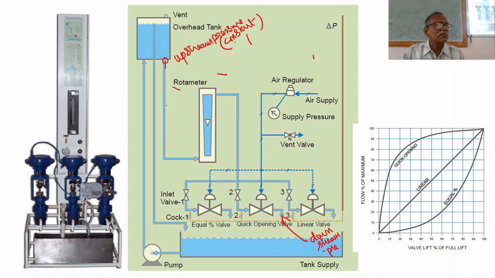Downstream pressure is also constant. Why? It is open to atmosphere. Upstream pressure constant, downstream pressure constant. Can we expect the pressure drop across the valve to be constant? Yes or no? Why?